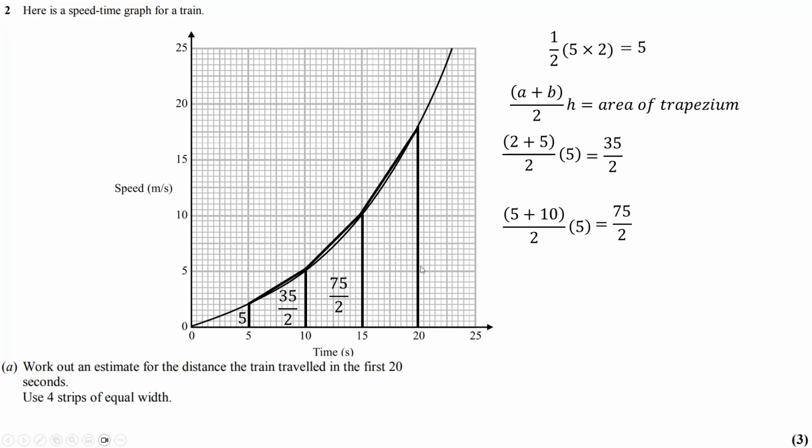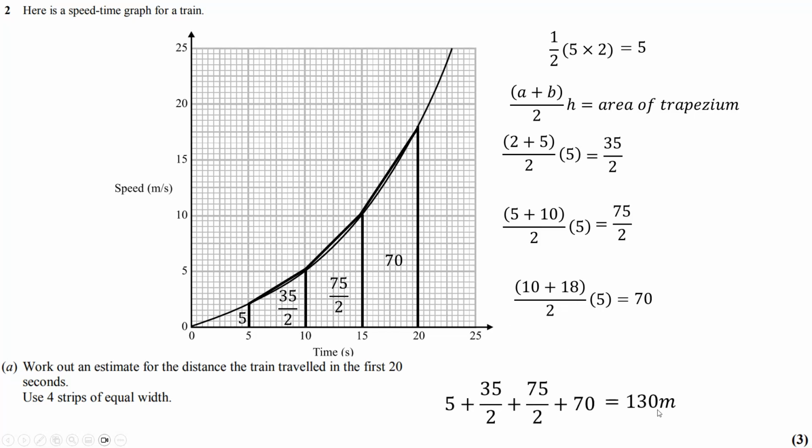10 plus 18 divided by 2 times by the height, which is 5, because 20 take away 15 is 5. You'll get that. Evaluate. You've got a calculator, remember, so you can just put this into a calculator. And then if you want the area under this curve here between 0 and 20, we'll just add these together. So this plus this plus this plus that. And that will give you 130. And that's the distance traveled.